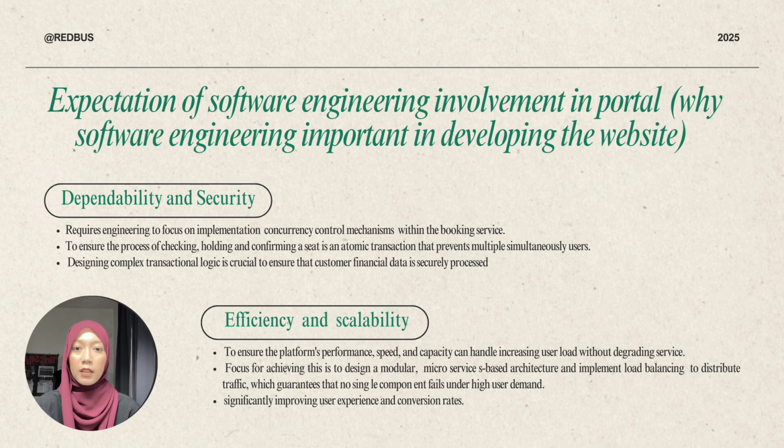information. Second, the fundamental goal of efficiency and scalability in software engineering is to ensure the platform's performance, speed, and capacity, and can handle increasing user load without degrading service. The primary engineering focus for achieving this is to design a modular, microservices-based architecture and implement load balancing to distribute traffic, which guarantees that no single component fails under high user demand.